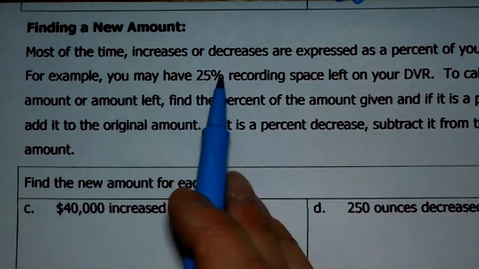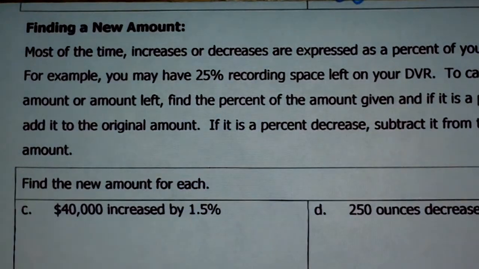So most of the time, increases or decreases are expressed as a percent of your current amount. So for example, let's say you have 25% recording space left on your DVR. To calculate the new amount, or the amount that you have left, you have to find the percent of the amount given, and if it's a percent increase, you'll add it to the original amount. And if it's a percent decrease, you'll subtract it from the original amount. Maybe right now you're thinking, huh? What on earth are you talking about? Well, let's help these words to make sense.